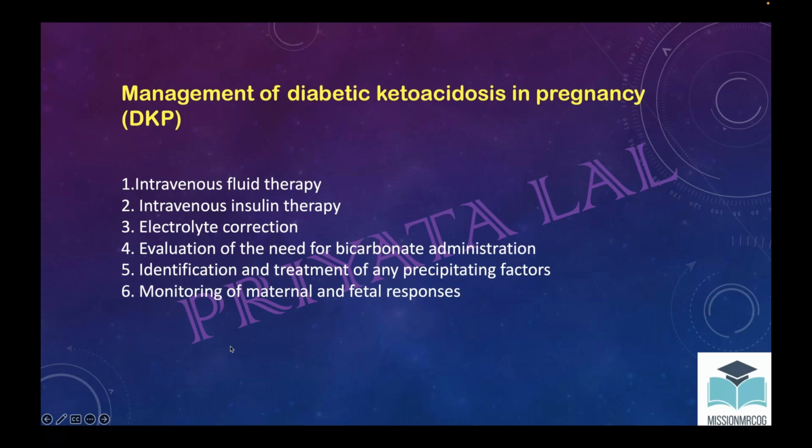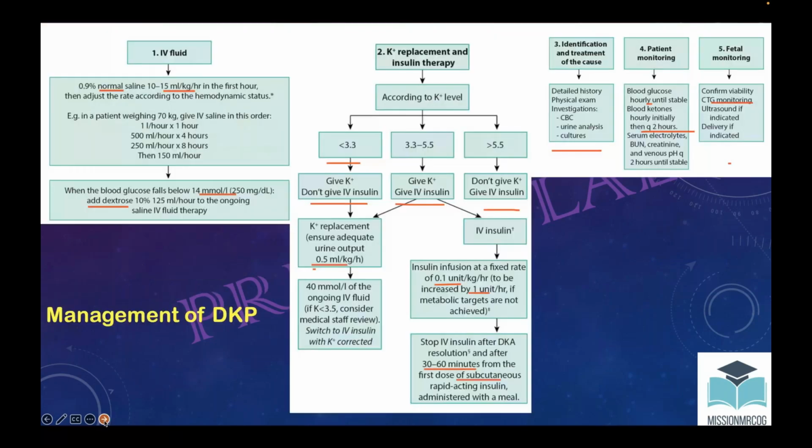So first will be IV fluid. These are the charts from where you will get the questions. When the patient comes with diabetic ketoacidosis, we have to give IV fluids. IV fluids will be 0.9% normal saline at the rate of 10 to 50 ml per kg per hour. You will get a question from this line.